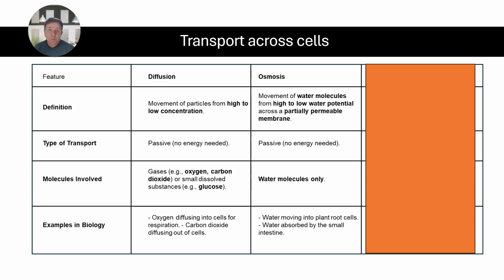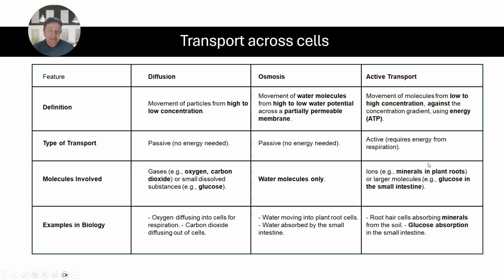It is only water molecules that move. So this could be water moving into plant cells, root cells, or water absorbed by the small intestine. Then active transport is from a low to a high concentration, against a concentration gradient, requiring energy from respiration. So things like ions, mineral ions that go into roots, or glucose in the small intestine.